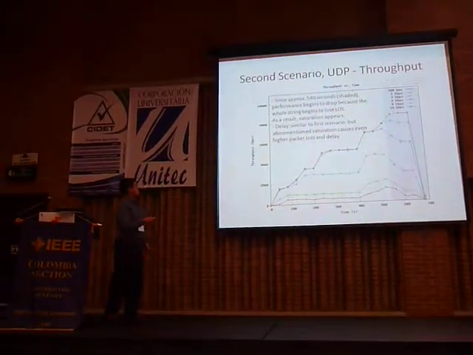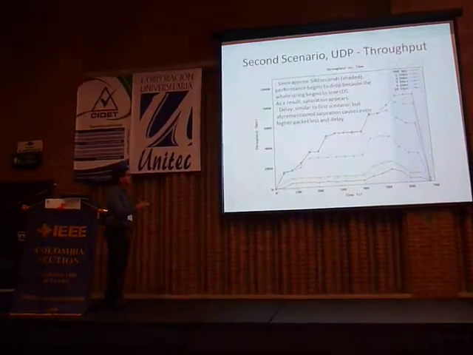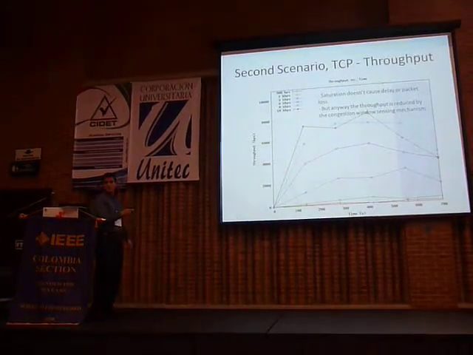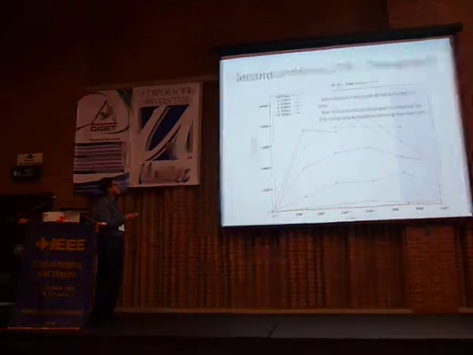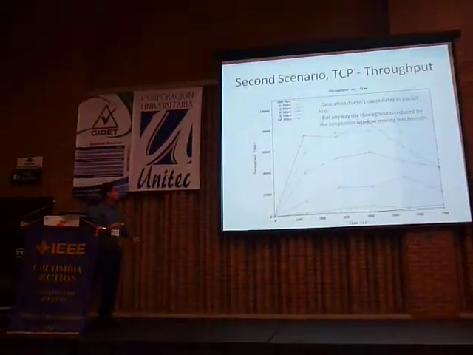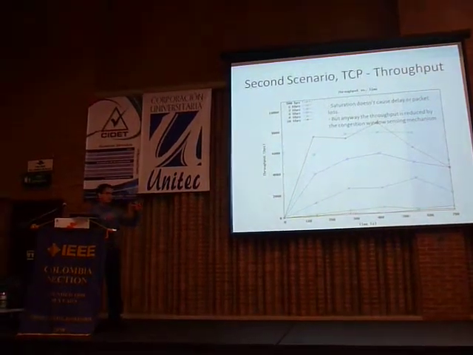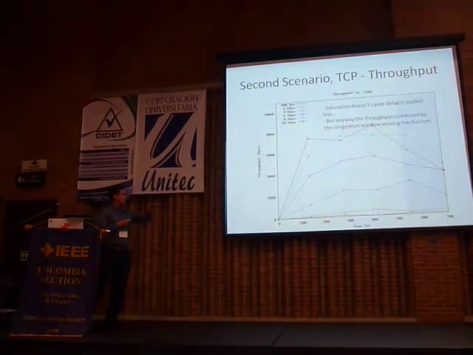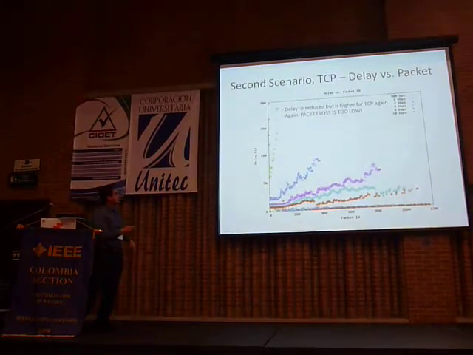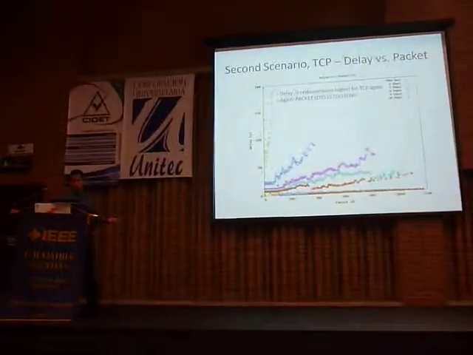The delay is similar to the first scenario, but the aforementioned saturation causes even higher packet loss and delay. For TCP, the saturation doesn't cause delay or packet loss. There's no problem. But anyway, the throughput is reduced because the congestion window senses that there is a saturation and lowers the throughput. Again, the delay is reduced, but it's higher for TCP again. The packet loss is too low.